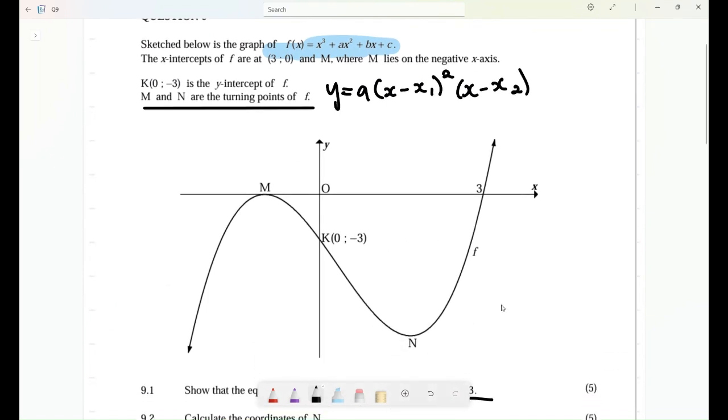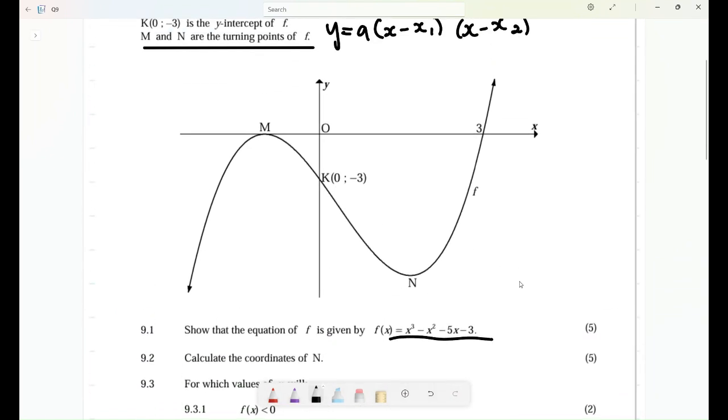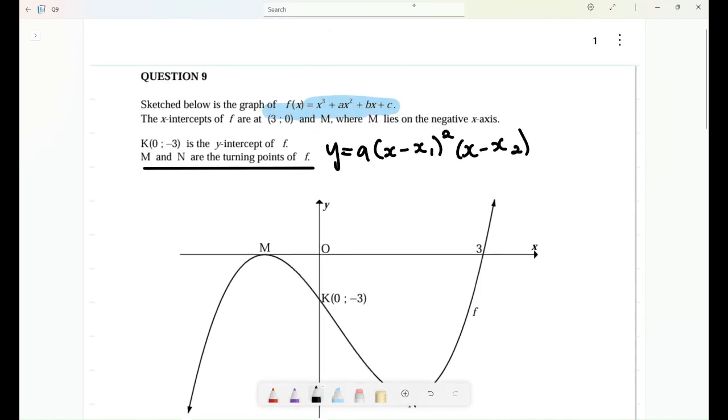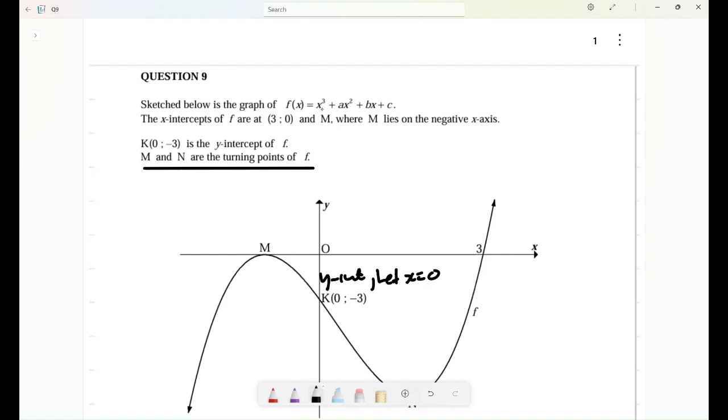All right, 9.1 says show that the equation is given by that, right? So we have to collect as much data as we possibly can. The first thing that I can see is that I have this point here. This point, it is what? The y-intercept. And I know for the y-intercept, I let x equal to 0. So I can come to this equation here and say, what is y in this case? In this case, I'm given y as -3. So I'm going to say y is equal to -3.